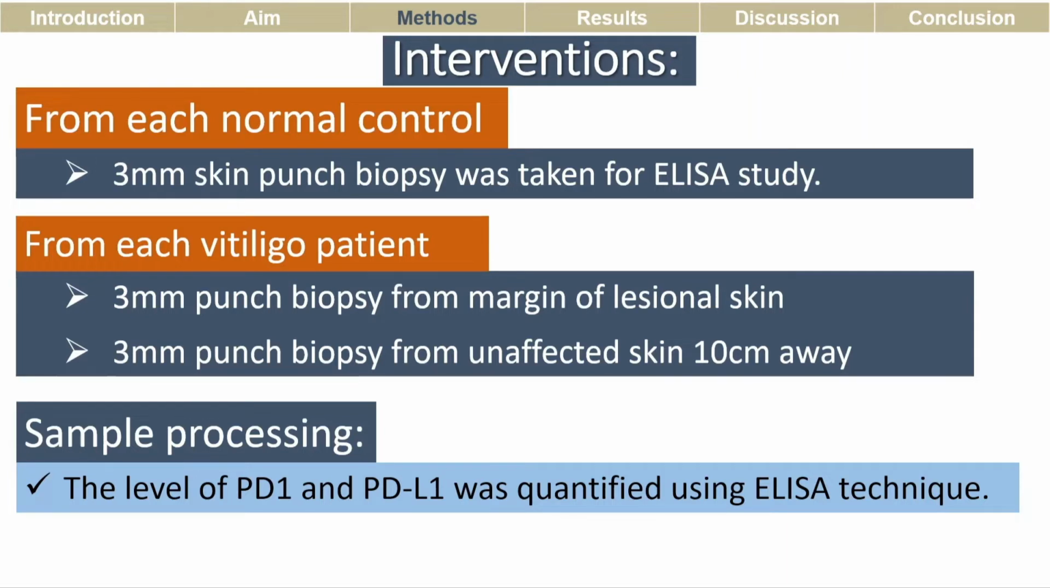And from each vitiligo patient, we also took a 3 mm punch biopsy from the margin of the lesional skin, as well as a 3 mm punch biopsy from unaffected skin at least 10 centimeters away. All the samples were processed using ELISA technique to quantify the level of PD-1 and PD-L1.